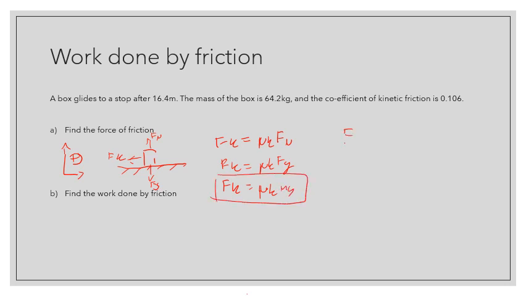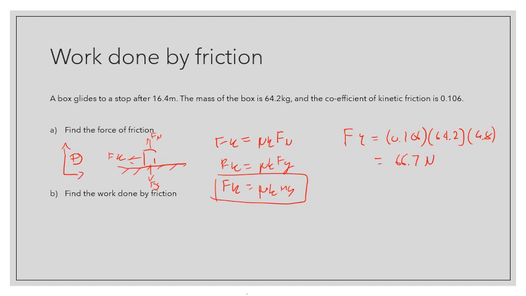So Fk is equal to 0.106 times 64.2 times 9.8. That comes out to be 66.7 newtons.